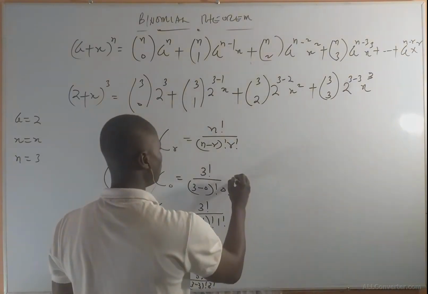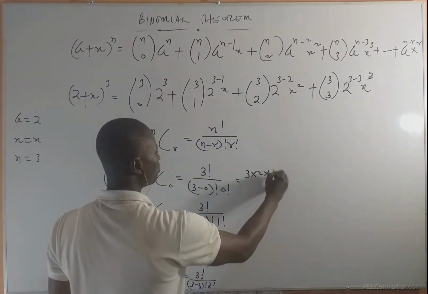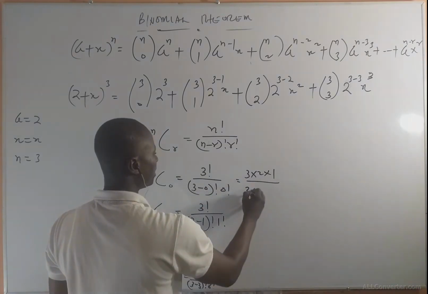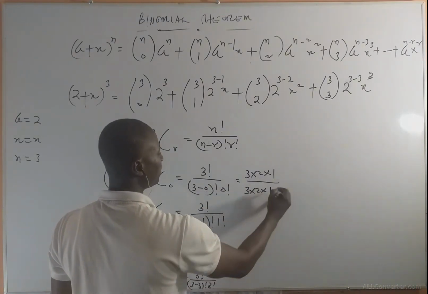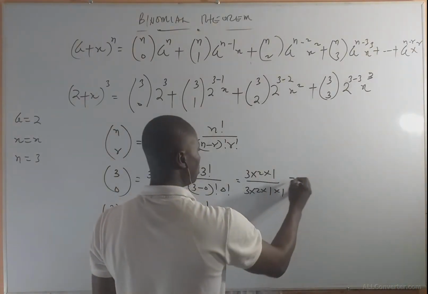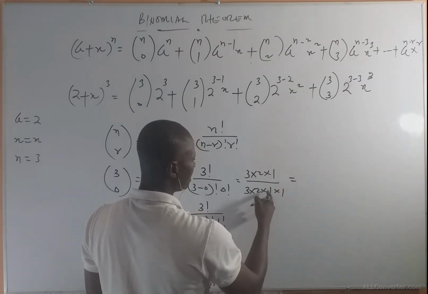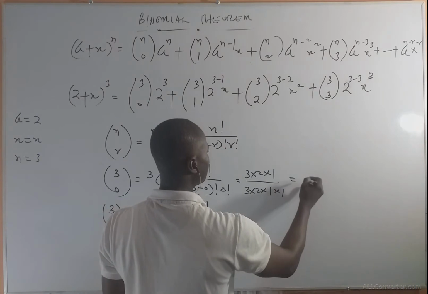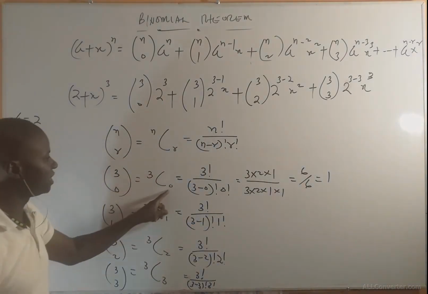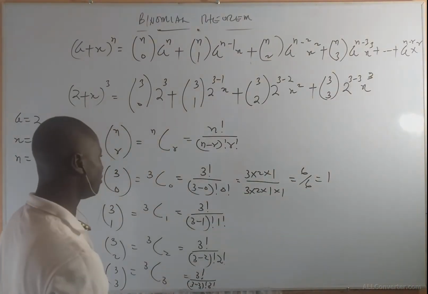Okay, so if you want to simplify this, now 3 factorial, you know that it is the same as 3 times 2 times 1. Then 3 minus 0 is 3, so 3 factorial will also be 3 times 2 times 1. But 0 factorial is the same as 1. Take note, 0 factorial is 1. So 3 times 2 times 1 will give you 6. 3 times 2 times 1 times 1 will also give you 6. So we have 6 over 6, and 6 over 6 will give us 1. That means that 3 combination 0 is 1. So you can try this on a calculator. You realize that you are getting 1. And that's where the 1 is coming from.